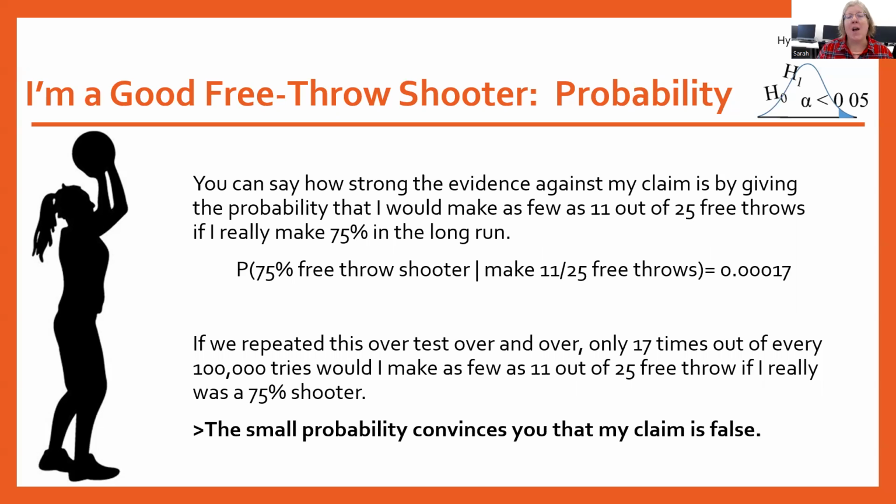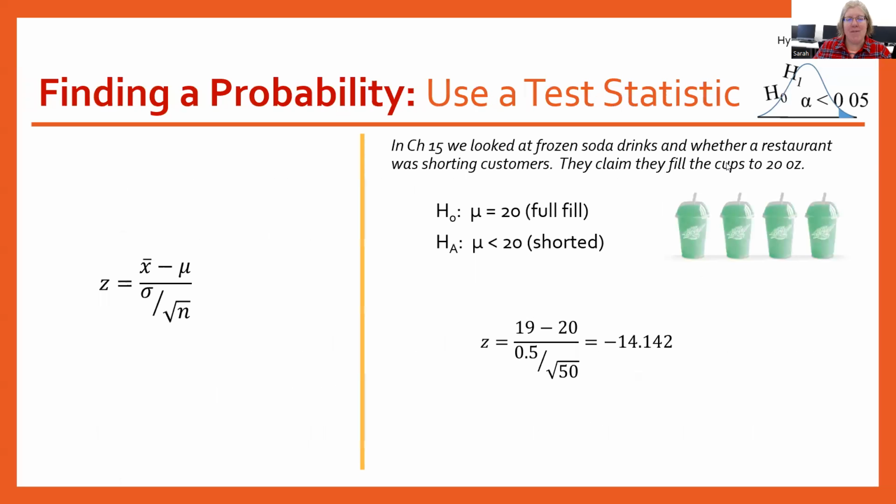So in other words, if you had me go out and shoot 25 free throws every day over and over again, only 17 times out of about every 100,000 tries would I make as few as 11 out of 25 if I was really a 75% free throw shooter. That small probability is what convinces you my claim is false and that really I'm less than a 75% free throw shooter. All right, so let's take a look at where we're going to get that probability from.